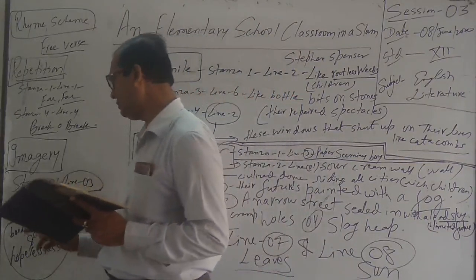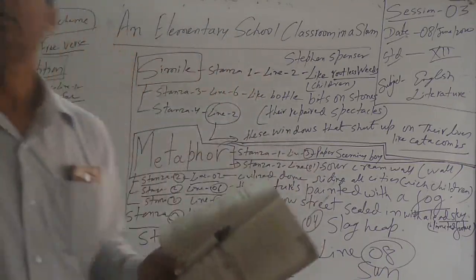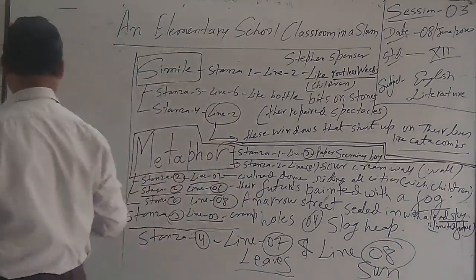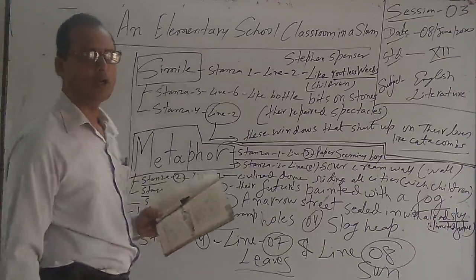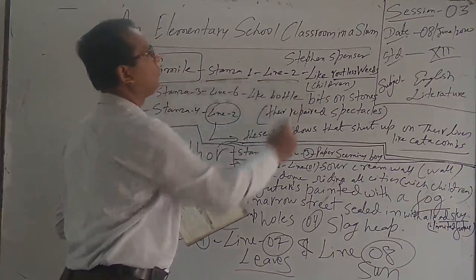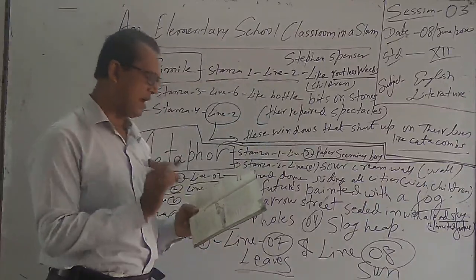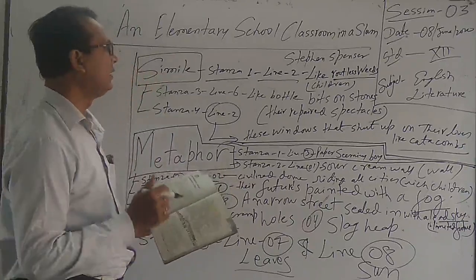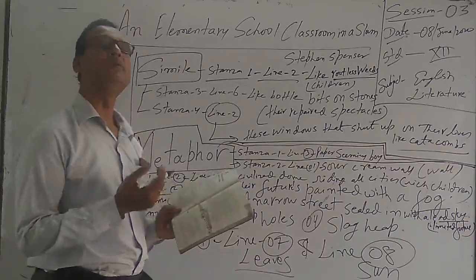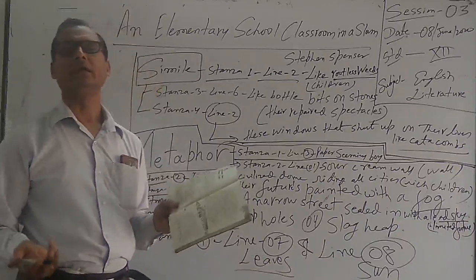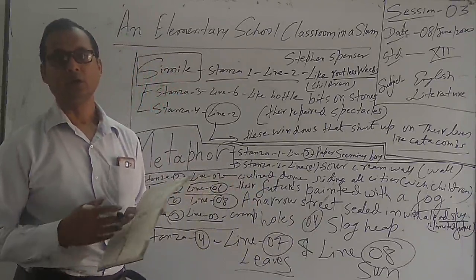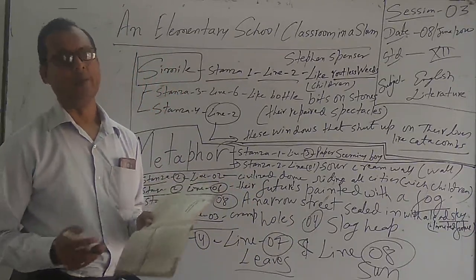So here we have seen the situation of the poor children through repetition and imagery, and now we are going to see the most important poetic device, that is simile. Simile: stanza 1, line 2, "like rootless weeds". In this expression, children have been compared with weeds. As weeds are unwanted in any garden, these children are in such a position that they are not welcome, and they are not treated well by society.